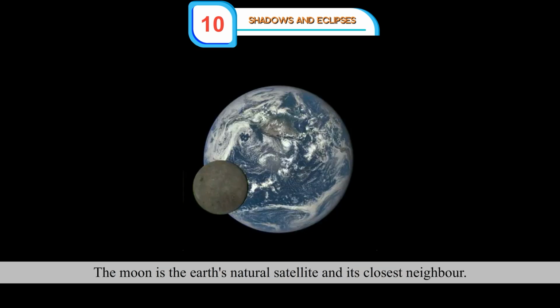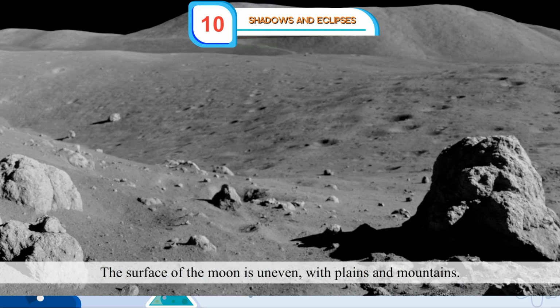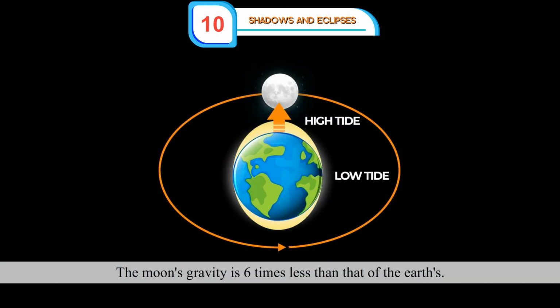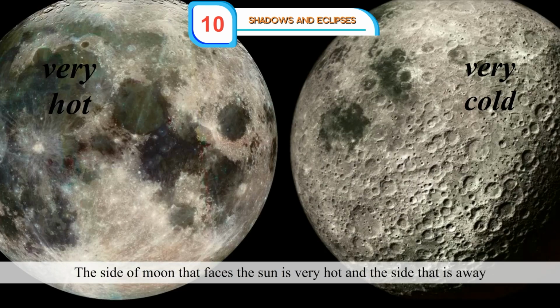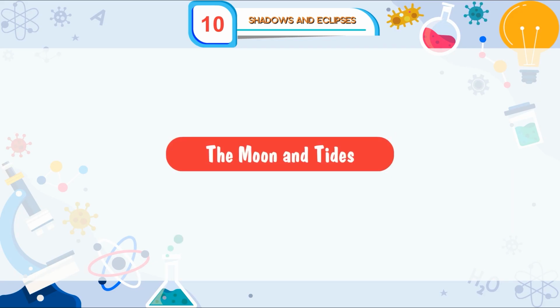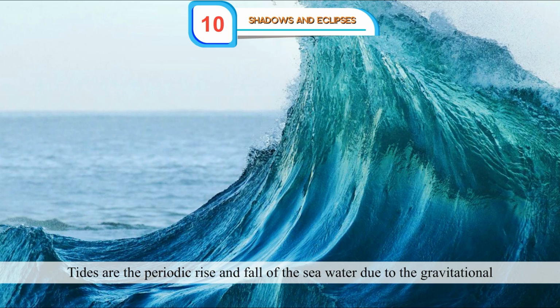The moon is the earth's natural satellite and its closest neighbor. The surface of the moon is uneven, with plains and mountains. There is no air or water on the moon, hence, no life exists on it. The moon's gravity is 6 times less than that of the Earth's. The side of the moon that faces the sun is very hot, and the side that is away from the sun is very cold.